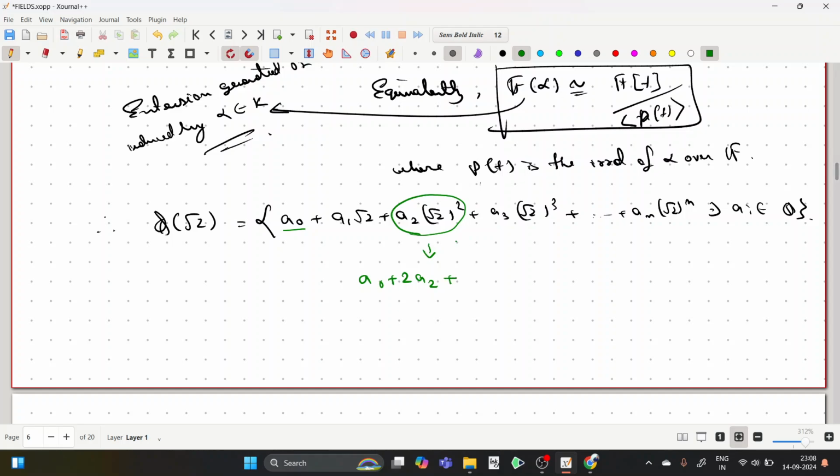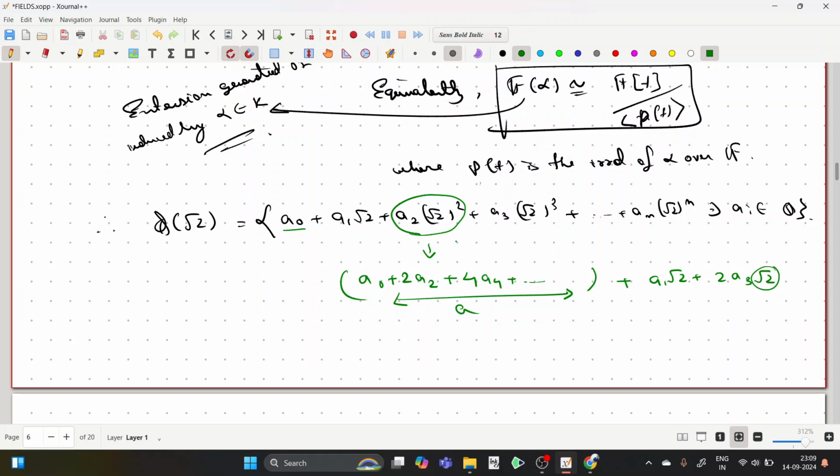So next I will have a4, and I will have root 2 to the power 4, which will eventually be 4, right? 4a4, and this thing will continue. So this thing I can collectively call as a, and all the other terms will contain a root 2 term, because see, here I have a1 root 2, then I have a3 root 2 cube, so here I have 2a3 root 2, right? So every odd power term will contain root 2 after evaluating this to the immediate previous.